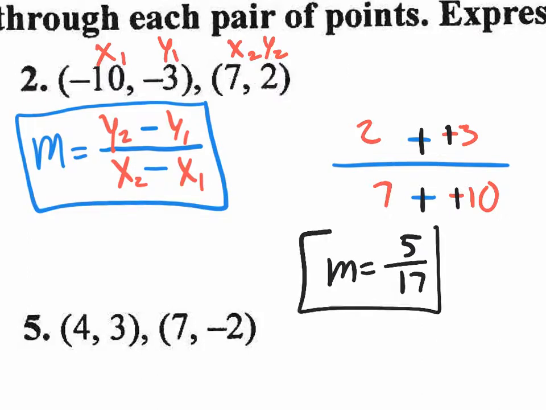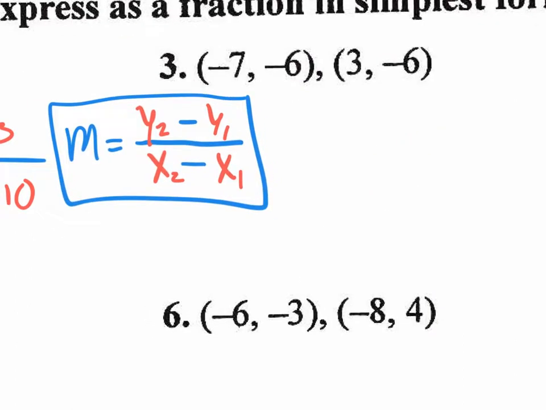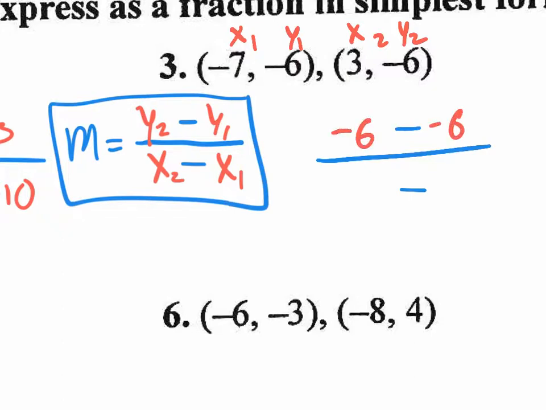That's your slope. You can't reduce it. You're done. That's number 2. Let's move on. Number 3. So here's our formula again. Let's label everything: x, y, first point, x, y from our second point. Use the division first, the subtraction symbols, then plug in. y2 is -6, y1 is -6, x2 is 3, x1 is -7.